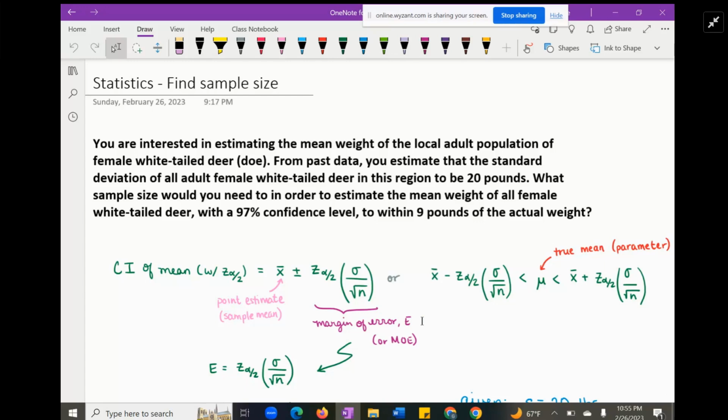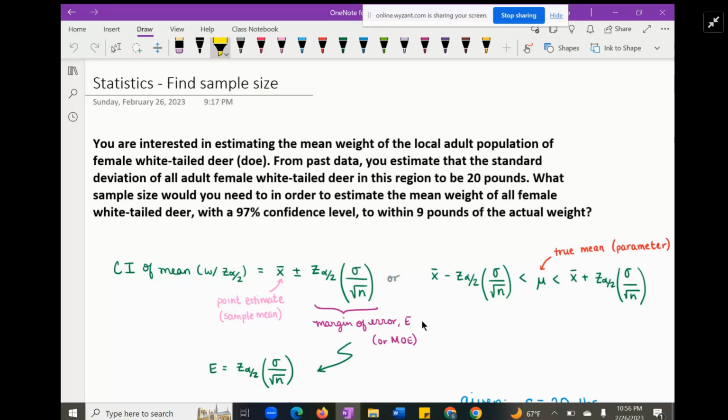Okay, it says that you're interested in estimating the mean weight of the local adult population of female white-tailed deer or doe. From past data, you, the researcher, found an estimation of the standard deviation, which turns out to be 20 pounds. What sample size would you need in order to estimate the mean weight of all female white-tailed deer with a 97% confidence level within 9 pounds of the actual weight?